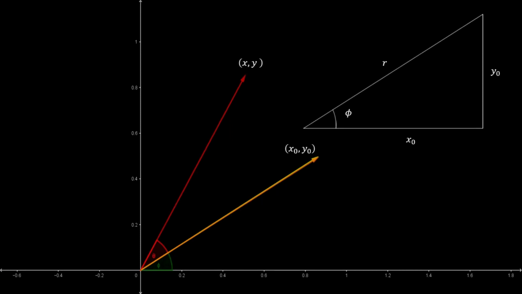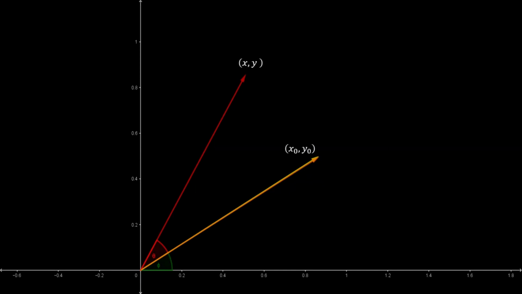Now, let's go back to SOHCAHTOA. Using SOHCAHTOA, we can express x naught and y naught as x naught is equal to r cosine phi and y naught is equal to r sine phi. Using SOHCAHTOA, that is their expression. Okay? Now, next.